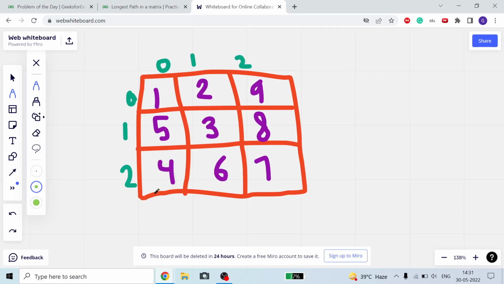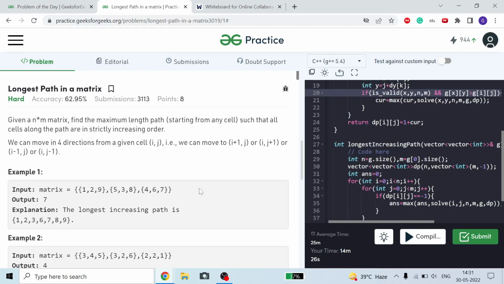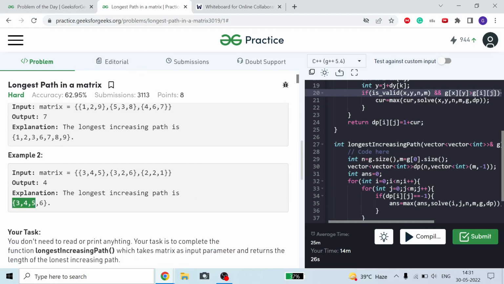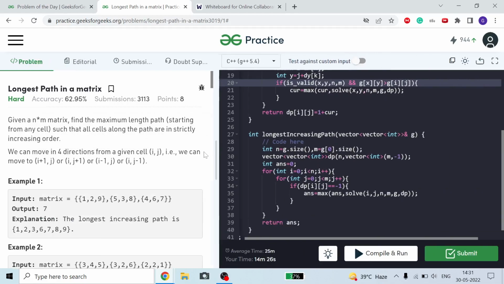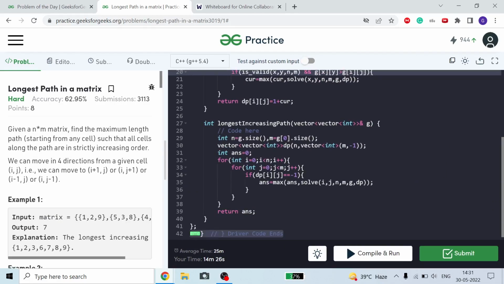Okay, this is how we have to proceed. So we have to find out the maximum length path in our matrix that can be possible. Okay guys, similarly here it is 3 4 5 6. So guys, how will we do it? Let's move on to the solution.